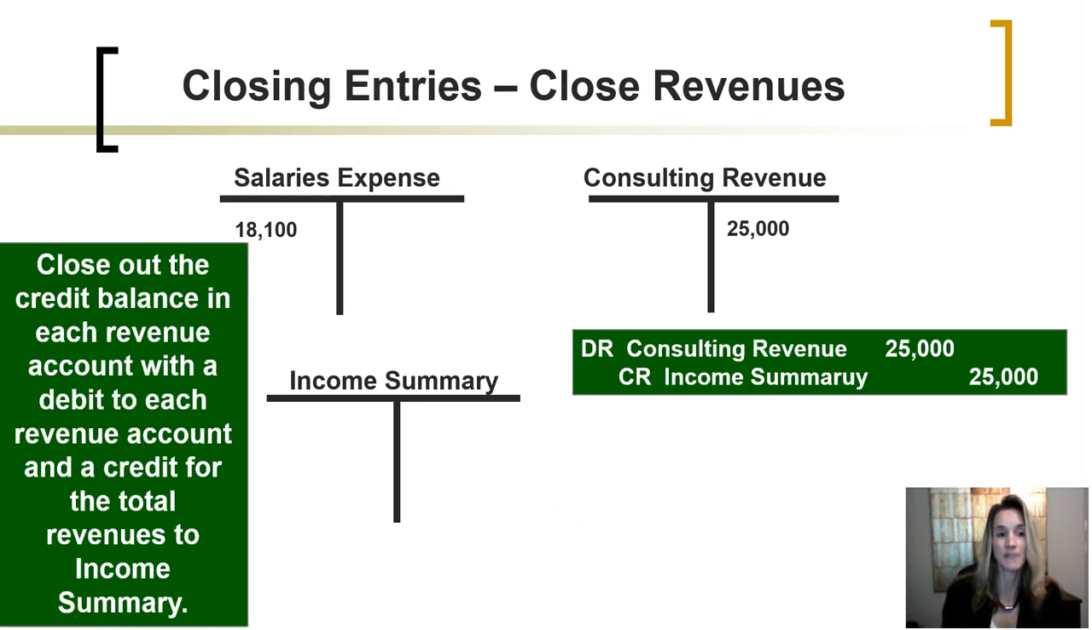The first closing entry is to close out the balance in each revenue account. In the general ledger, we see that all revenue accounts have credit balances. So our first closing entry will be to get rid of the credit balance in each revenue account. To get rid of a credit balance, we need to debit it. So our first closing entry is to debit each revenue account for whatever its balance is. So here we need to debit revenue for $25,000. And we will transfer that $25,000 balance to this account called Income Summary.